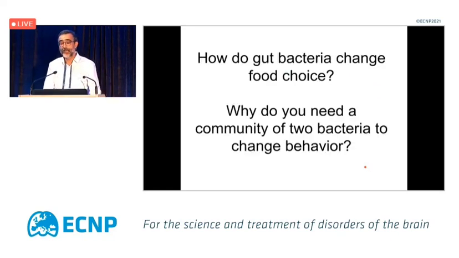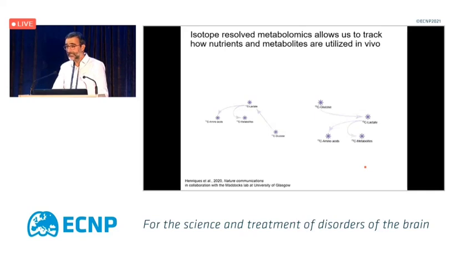So the question now, how do gut bacteria change food choice, and why do you need a community of 2 bacteria to change behavior? And here what we have been using is isotope-resolved metabolomics. So isotope-resolved metabolomics allows us to trace in vivo in the fly or ex vivo in culture the route by which specific metabolites which are marked with non-radioactive heavy isotopes are modified by the bacteria or by the animal.